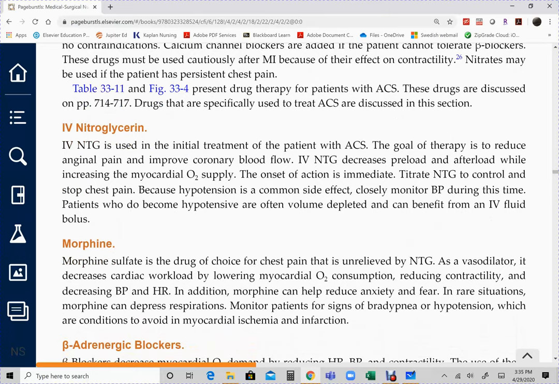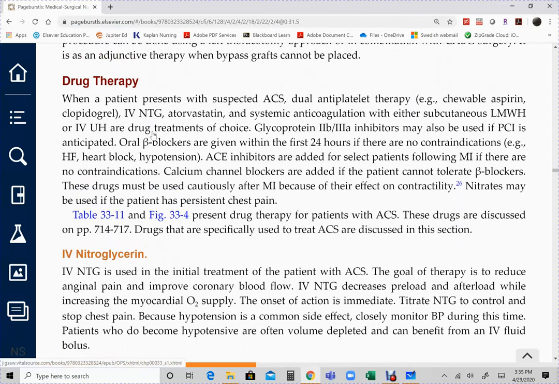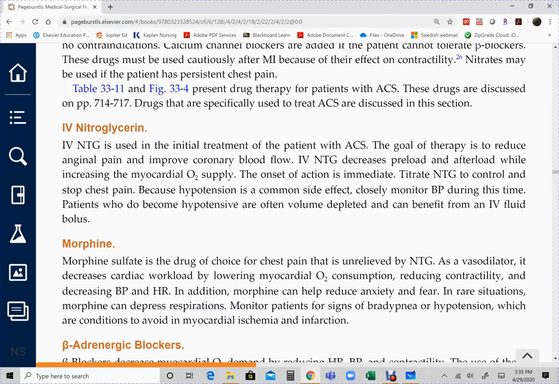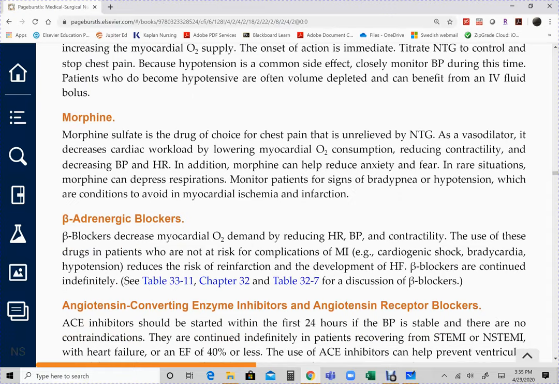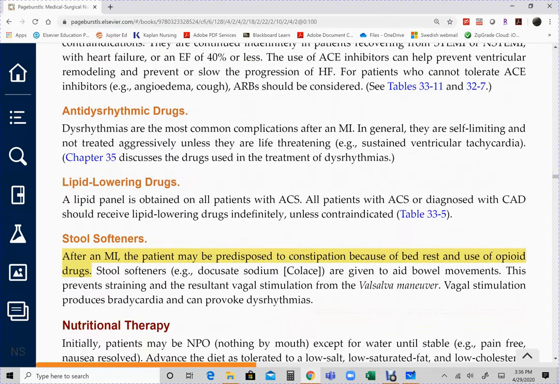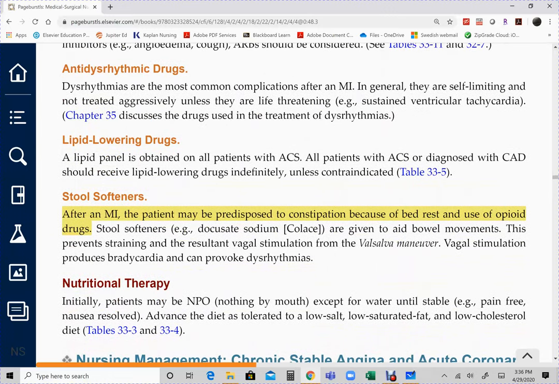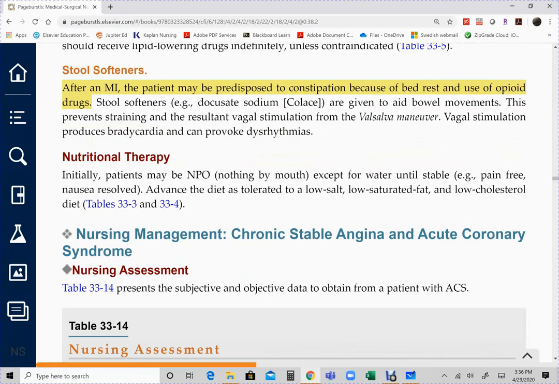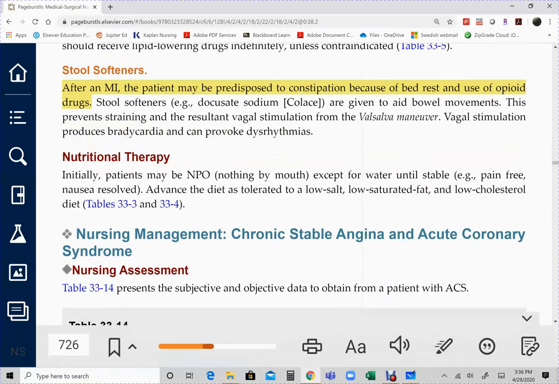We already discussed IV nitro. Oh no, not yet. Okay, so IV nitro will be given for MIs. The reason is we can't keep giving sublingual nitro or nitro spray. Of course they need long-acting vasodilation here, so that's why we use a nitroglycerin drip. We give morphine, beta blockers. Some of these are repetitious. Stool softeners are on board because we don't want them doing vasovagal maneuvers. We can't have them bearing down because that will cause bradycardia, vagal stimulation. We want to prevent that.